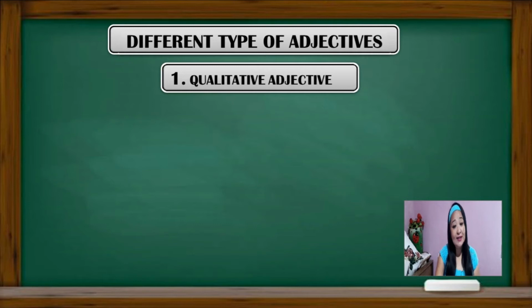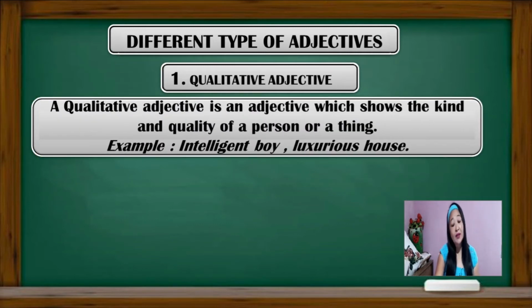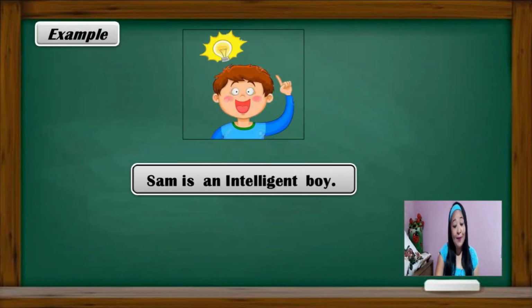Okay, first of all, what is a qualitative adjective then? Well, a qualitative adjective is an adjective that shows a kind or a quality of a person or a thing. Okay, let's try to understand this definition with the help of an example. First example is Sam is an intelligent boy. Now, in this sentence, the word intelligent is an adjective, but what kind of adjective is it? It is an adjective of quality. Why? Because it describes Sam. It tells us about the quality of the boy Sam, okay.